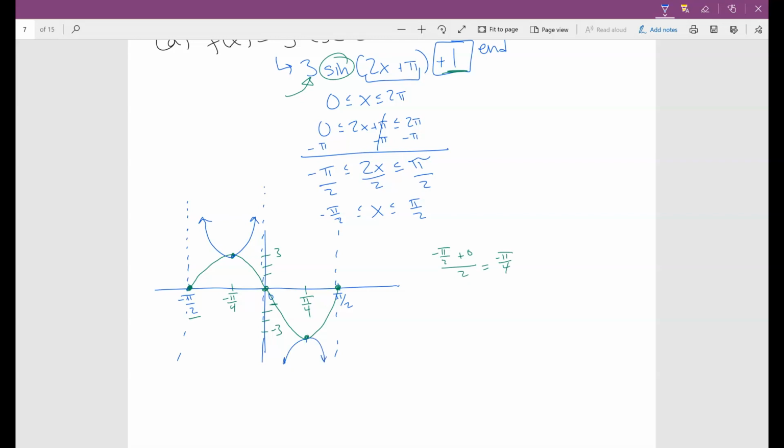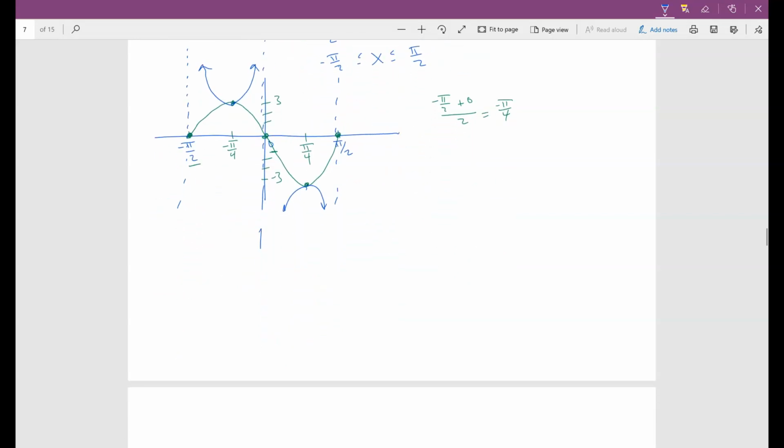Okay, so basically my graph should look something like this. Negative pi over 2, negative pi over 4, 0, pi over 4, pi over 2. So I have my vertical asymptotes right there. And then at 3 and negative 3, they look like this. Okay, so that's basically what they look like. Now we're not done yet, okay? That was helpful. So we got basically the cosecant curve.